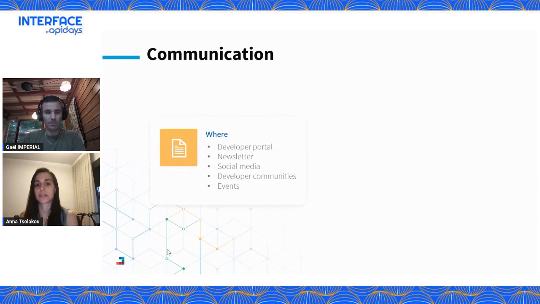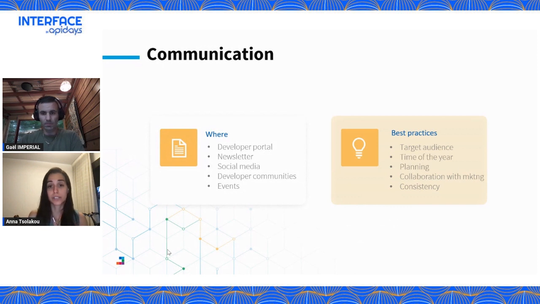And now let's see some best practices. The first thing that is very important is to consider your target audience. Is your target audience a developer, or maybe a more business-oriented person that maybe later on will pass some information to the developers? So make sure that you know who your target audience is in order to make the right message. Apart from that, the time of the year is important as well. For example, maybe during Christmas, developers might not check their email. So if you send out a newsletter, maybe it won't be read as much as at other times of the year. And it's crucial to do a planning.